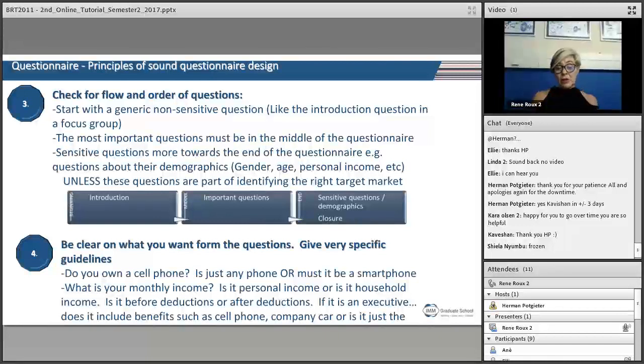Then you need to be very clear what you want. You need to be very specific. So take a question like, what's your monthly income? Okay, monthly income. Is that my salary that gets paid into my account? Or is that my salary before any deductions? Or is that my salary plus the value of the cell phone and the petrol card that I get from my company? Be very, very specific. What is it that you want to get from this question?